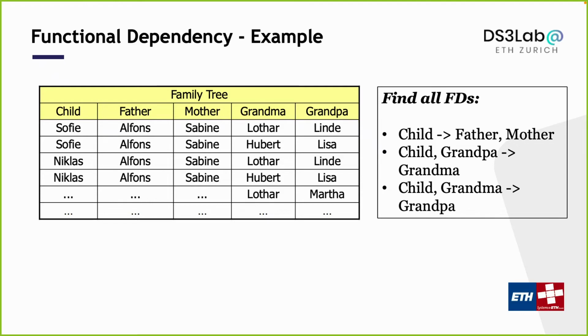And if you look at the second functional dependency, whether child and grandfather decide grandmother, that's also true for this piece of data, right? Once I know the value of the child and the grandfather, I cannot find another tuple with a different grandmother. Okay, make sense? And similarly, you have child and grandmother decide grandfather. Make sense? These are the three different functional dependencies that actually hold in this piece of data.